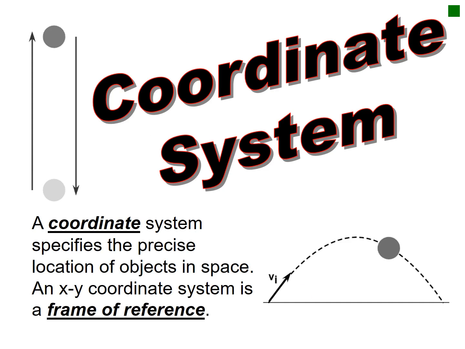A coordinate system specifies the precise location of an object. We are going to use an XY coordinate frame. So we're going to eventually get to where we throw objects up, and then of course they'll come back down, and then we're going to throw some things at an angle.